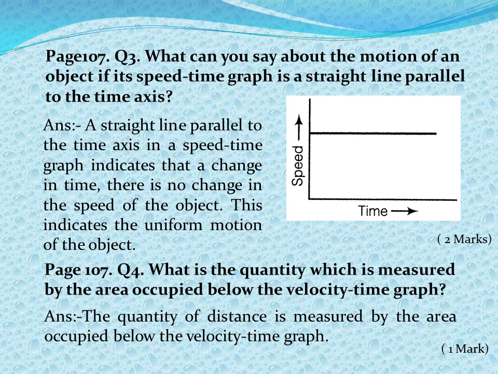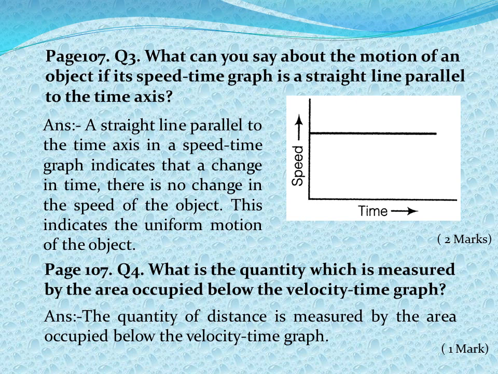Page number 107, question number 3. What can you say about the motion of an object if its speed time graph is a straight line parallel to the time axis? Answer. A straight line parallel to the time axis in a speed time graph indicates that with a change in time there is no change in the speed of the object. This indicates the uniform motion of the object.